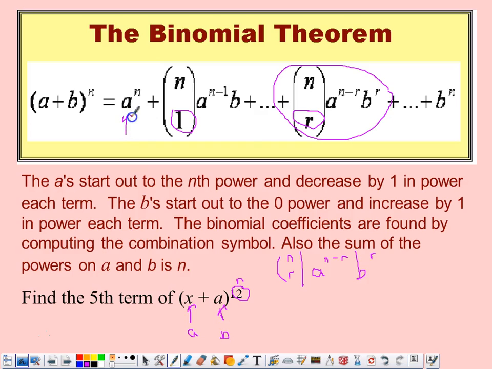So if you notice, for the first term, what is R? Perfect. R is 0. Thank you, Michael. Second term, R is what? Okay, so what do you think R is going to be on the fifth term? Nope, 4. Notice that R is 1 down from whatever your term number is. So for us, R is just 4.